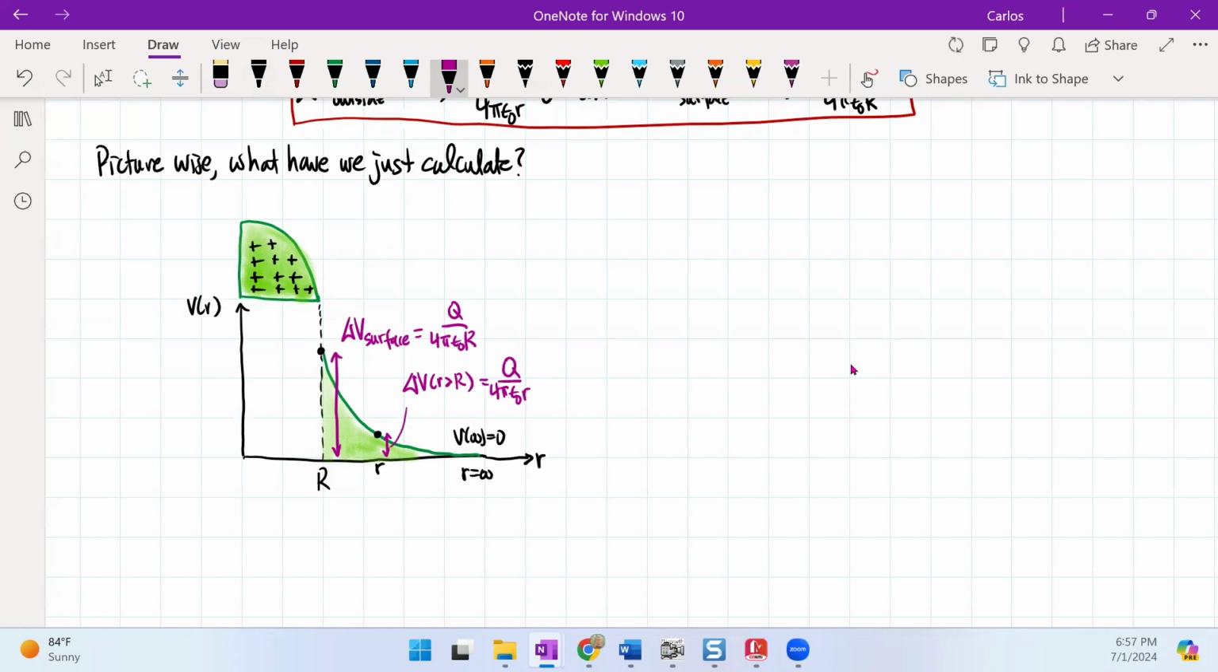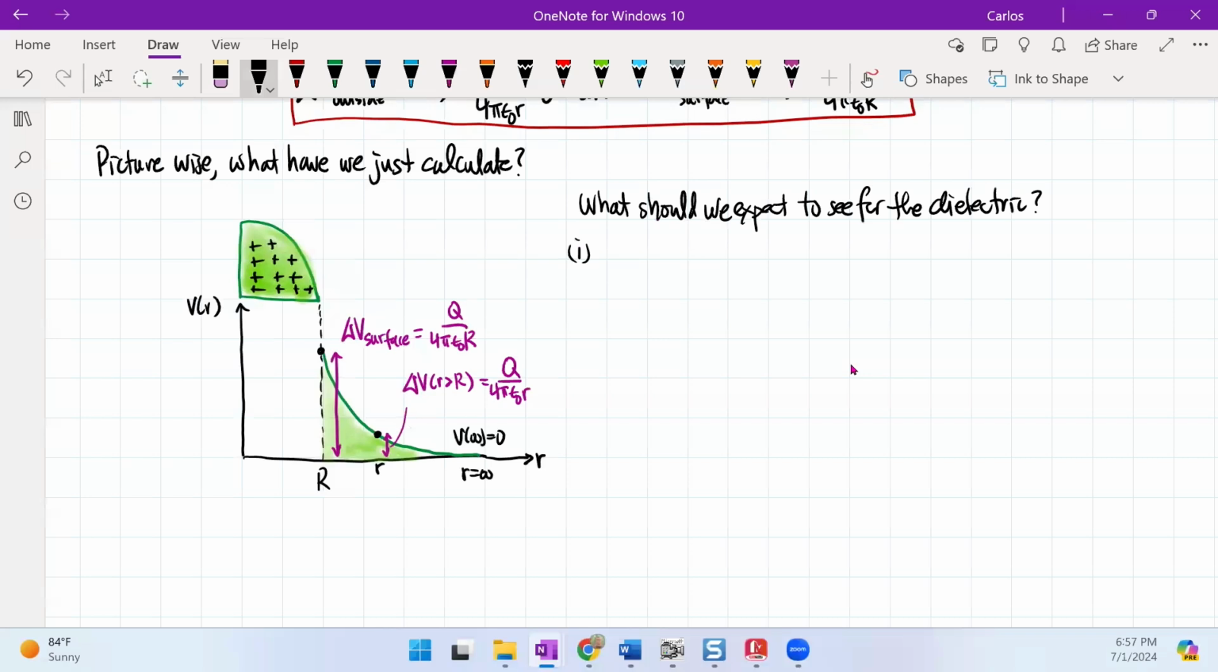So let's physically think about what we are expecting to see. What should we expect to see for the dielectric?